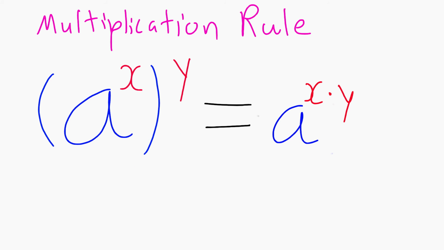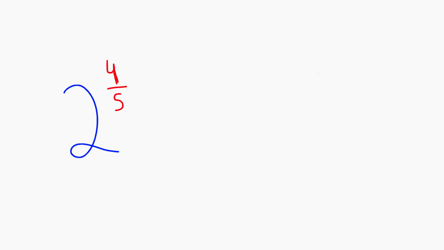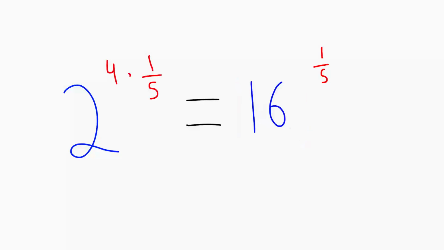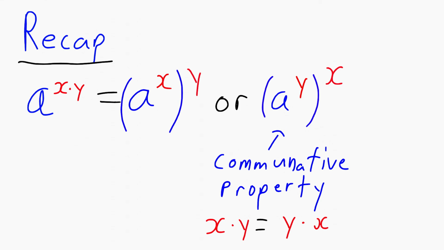What you saw here was the application of the multiplication rule. The multiplication rule states that if you have a number a to the x power to the y power, you can just rewrite that as a to the x times y, which simplifies things a whole lot. Now, using the multiplication rule, we can separate 2 to the 4/5 into 2 to the 4 times 1/5, which is just equal to 2 to the 4th to the 1/5 power. The inside part becomes 16, and then we can use a calculator to figure out the whole answer equals 1.15. So to recap, we can use the multiplication rule to split it into two different exponents and solve them individually.